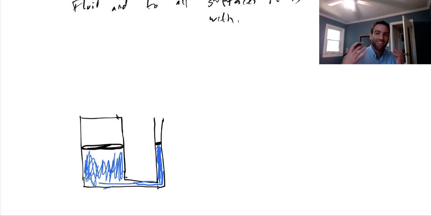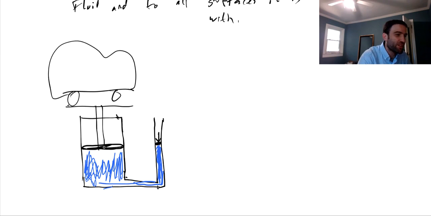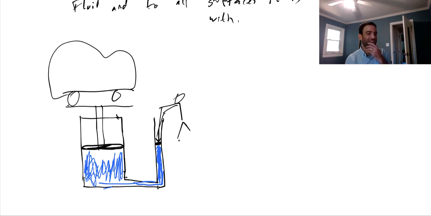So how is it that you can use hydraulics and apply a small force over here and hold up the weight of, say, an entire car resting on one of these hydraulic lifts? Long arms pushing down. How is it that these hydraulic lifts can work?